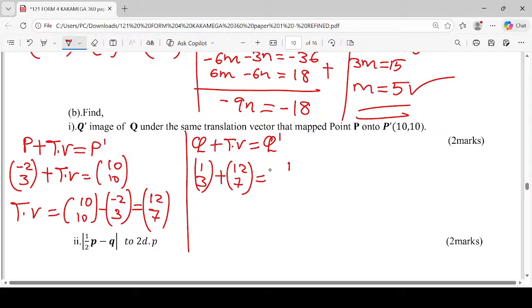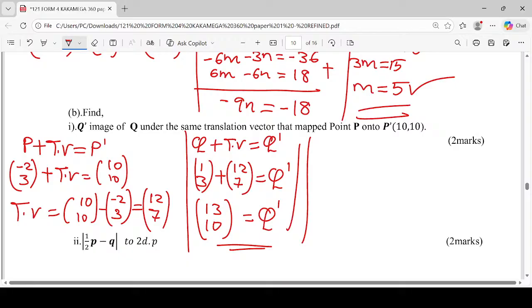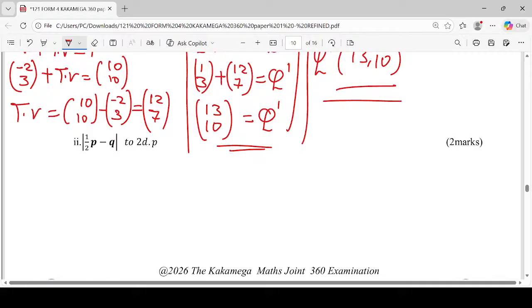1 plus 12, that is going to be 13. 3 plus 7, that's going to be 10. Should be equal to Q prime. So find Q prime, the image of this. So that means our Q prime is 13, 10. Or you can write it in coordinate form and say that our Q prime is 13, 10.